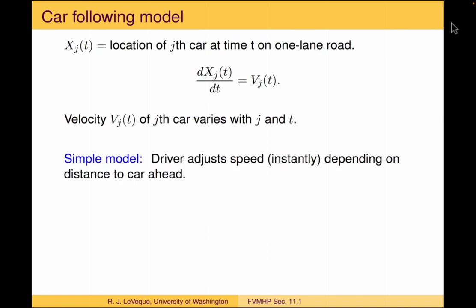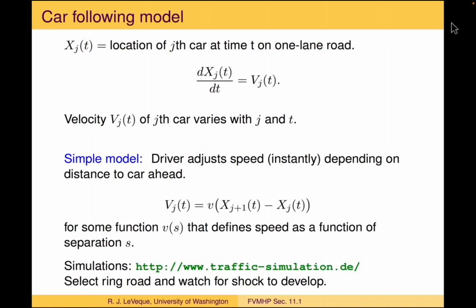To get a simple model, you can assume that the driver adjusts their speed instantaneously depending on the distance to the car ahead. If they were all moving simply at the same constant speed regardless of traffic, then we could model this with a constant coefficient advection equation for the density of cars. But to make it more interesting and nonlinear, we'll assume that the velocity actually depends on the density, or in this case of the ODE model, it depends on how far the car ahead is. As you approach a car ahead, if you get too close, you slow down, or if space opens up, you speed up.